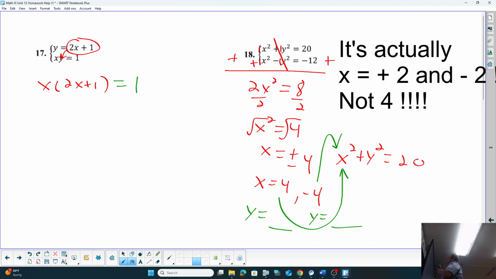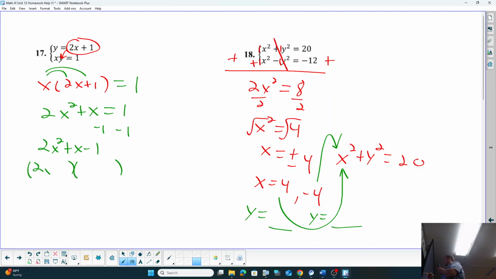So then we get x times 2x plus 1 is equal to 1. Distribute, so you get 2x squared plus x equals 1. Minus the 1 over to the other side, so we can factor this sucker. What does that factor into? 2x and x. Factors of 1 are 1 and 1. Sign of the middle term goes with the bigger number, so that's 1 times 2x is 2x, and then minus 1x. There we go. So now we have two solutions here, and we have to set them both equal to 0.